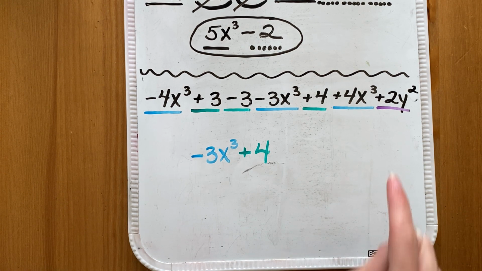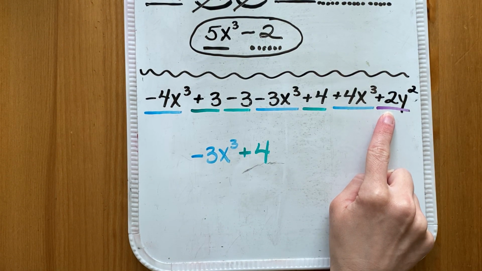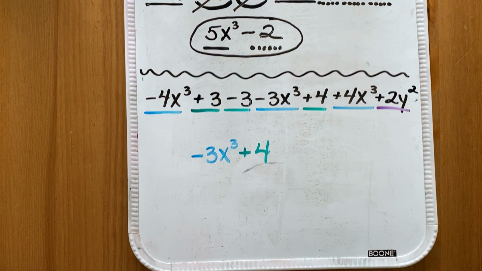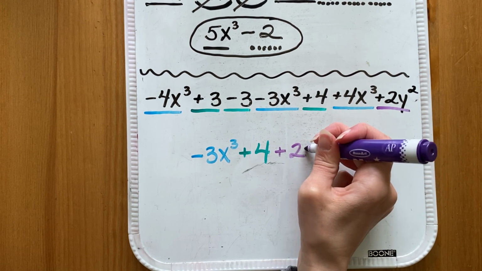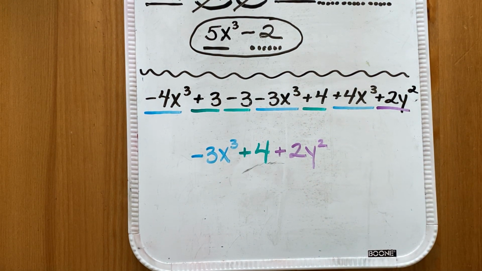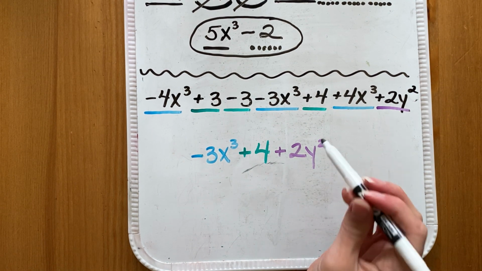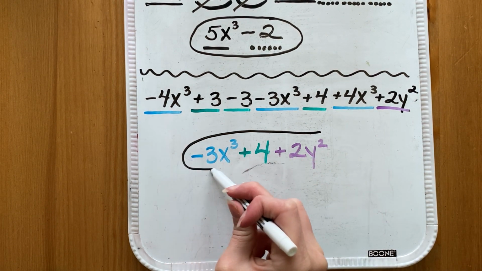The last thing that I have is this lone 2y squared. I don't have anything to combine it with, so it just drops down into our final answer. Okay, I have no other like terms in my problem, and that makes this the end of that example.